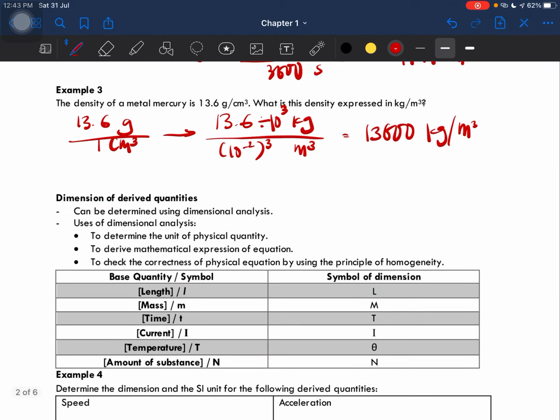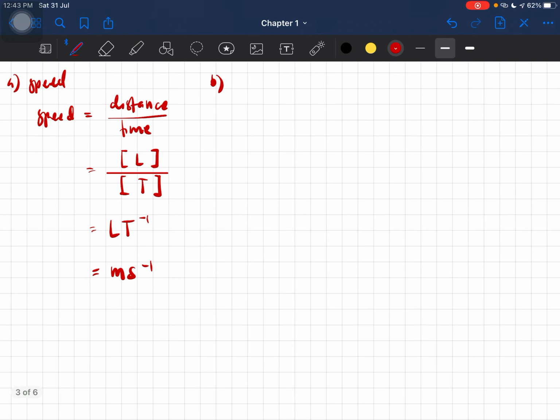Okay, so let's go to B, which is acceleration. It's not actually ABC, but we go to acceleration now.